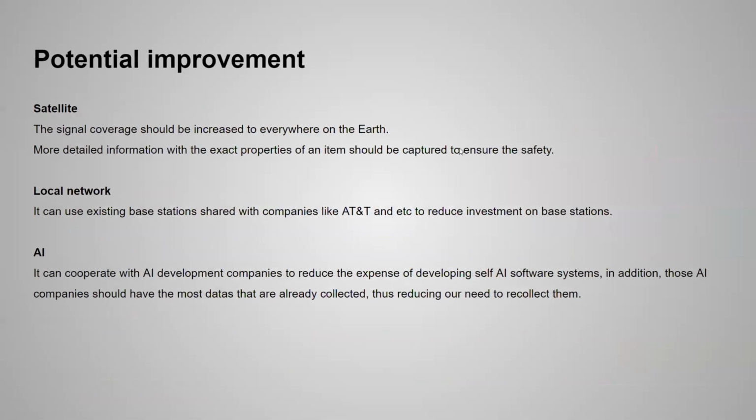And the potential improvement for satellite is the coverage on the Earth and how detailed the information is. And for local network, it can share with companies like AT&T to reduce investment on base stations. And for AI, it can cooperate with AI development companies to reduce the expense of developing our own AI software systems and also reduce the need to recollect the data.